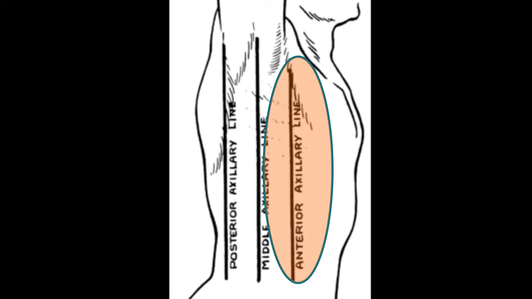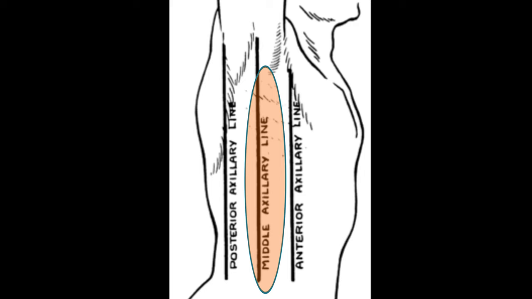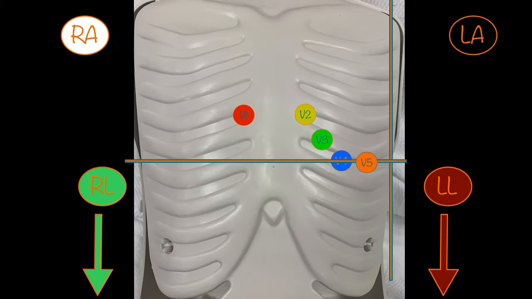V5 is on the anterior axillary line, on the same horizontal plane as lead V4. Lead V6 is on the mid-axillary line, on the same horizontal plane as leads V4 and V5.